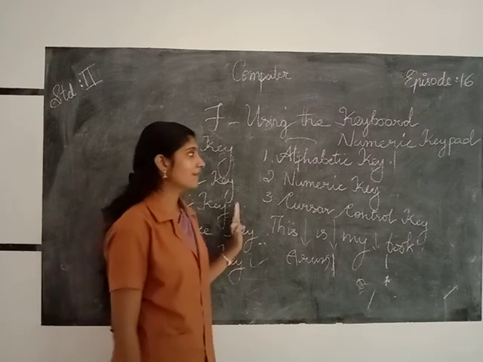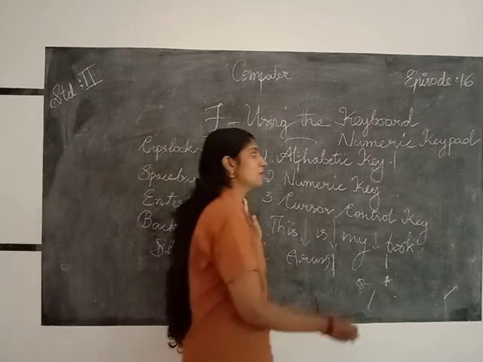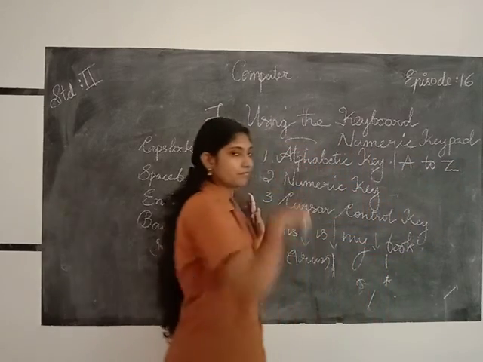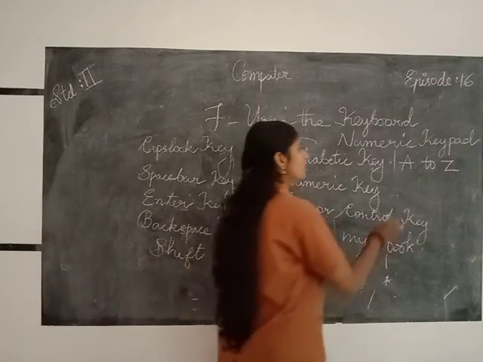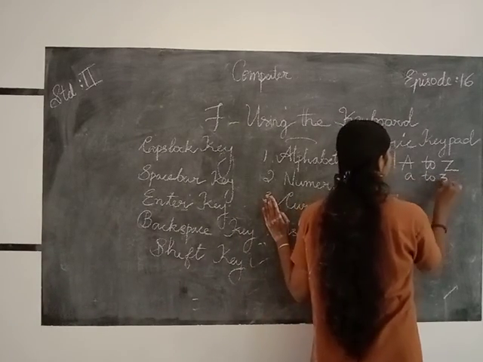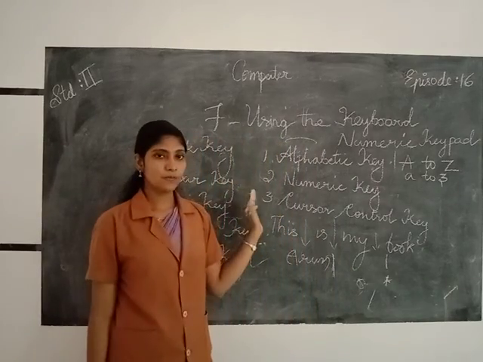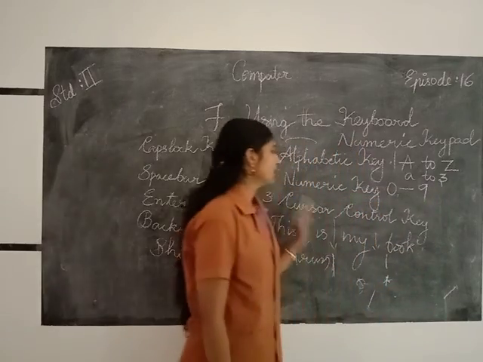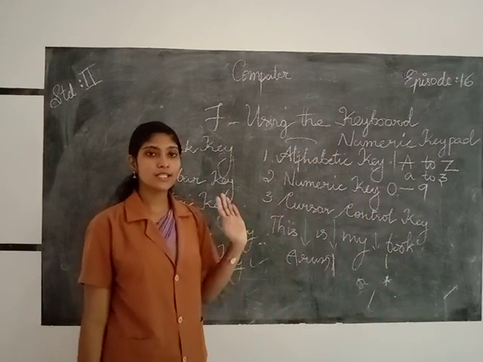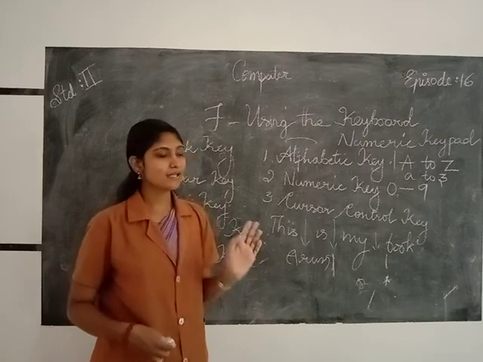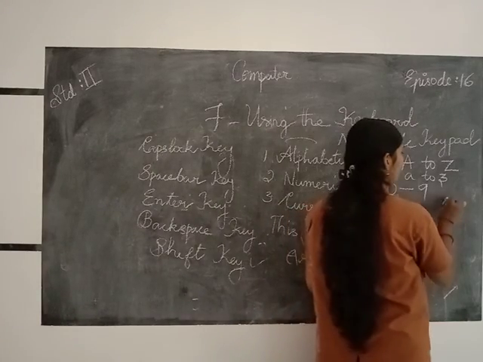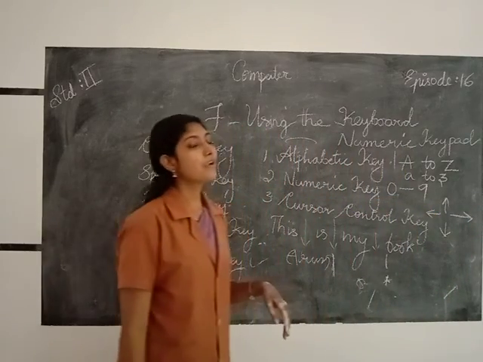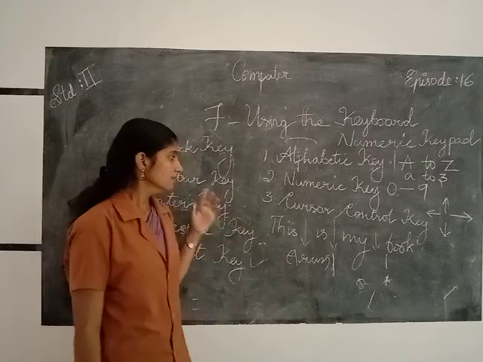In the alphabetic keys, we can write the letters from A to Z, capital A to Z and also small a to z. Then in the numeric keys, we can enter the numbers 0 to 9. The cursor control key is used to move the cursor. So there are some arrows: up arrow, down arrow, left arrow, right arrow.